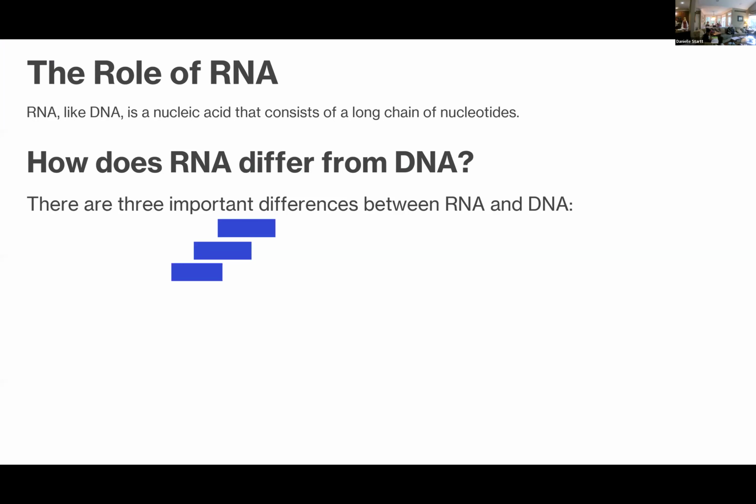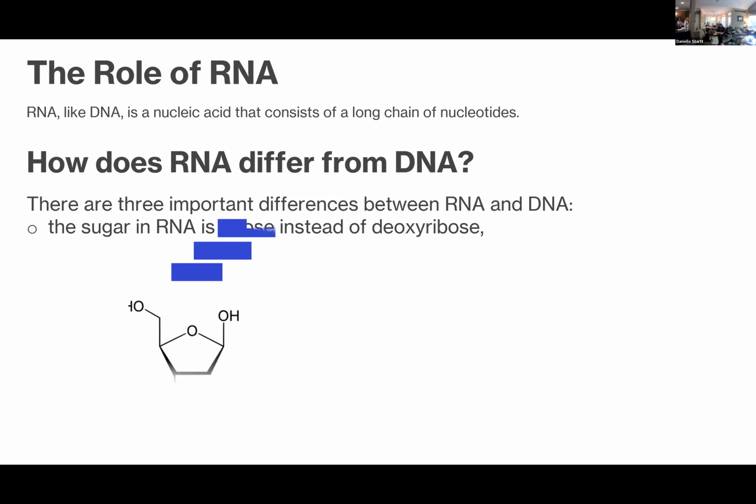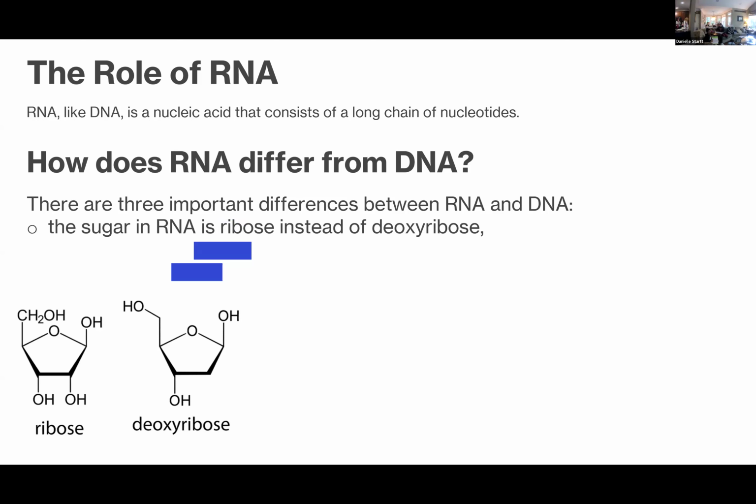So first, we're going to talk about RNA. So the role of RNA, like DNA, it's a nucleic acid that consists of a long chain of nucleotides, but how does it differ? There are three important differences. The first is that the sugar in RNA is, Eunice? Okay, Lucas. Yes, it is ribose instead of deoxyribose. So it's ribonucleic acid, not deoxyribonucleic acid.